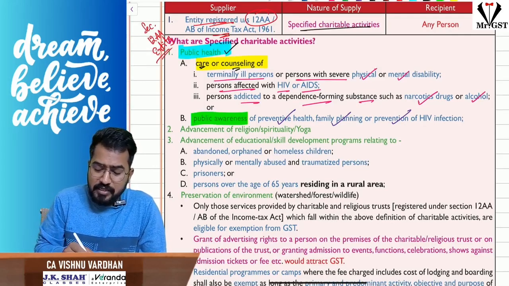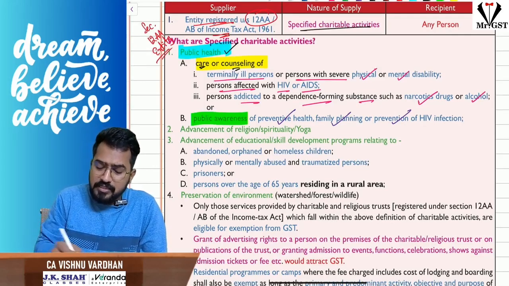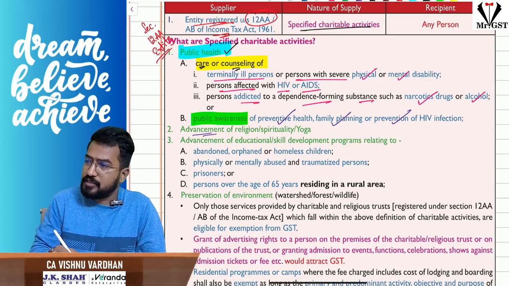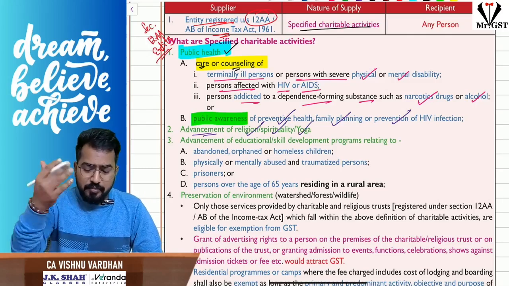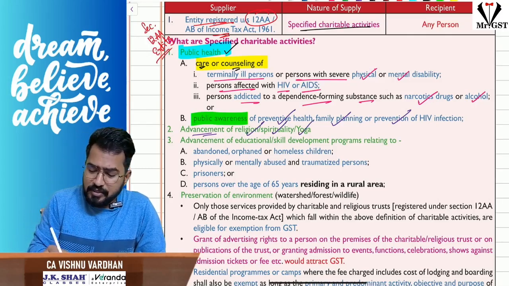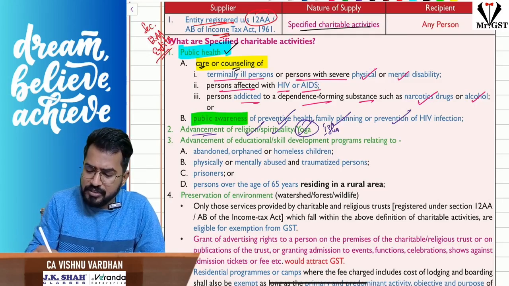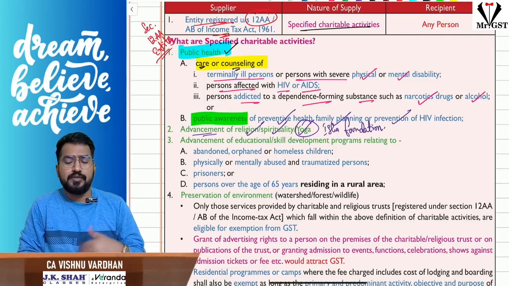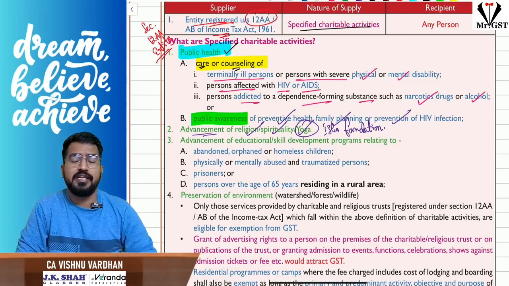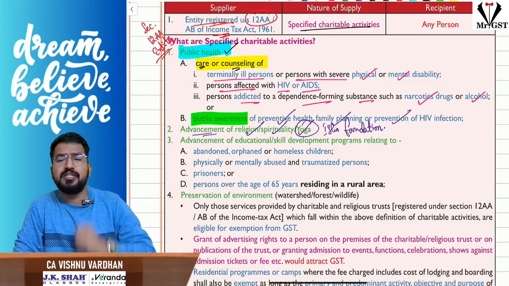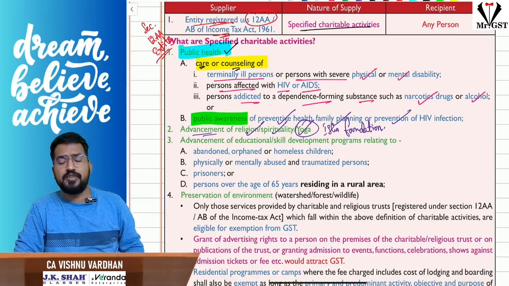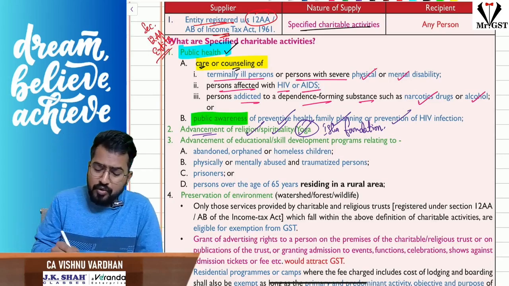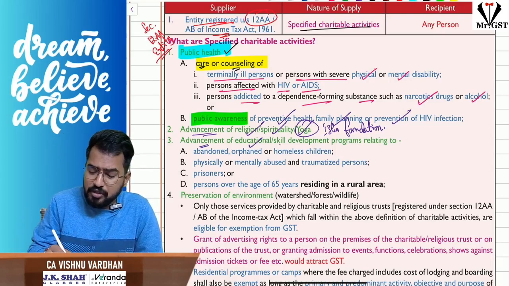And there is another one, relating to advancement of religion, spirituality and yoga. For example, you can take Isha Foundation. Sir, they are conducting a yoga camp, a summer or winter yoga camp for 30 days, and for that they are charging some consideration. Exempt under GST: a section 12A entity providing specified charitable activities, advancement of religion, spirituality and yoga. Or not only that, sir, they are providing advancement of educational or skill development programs.